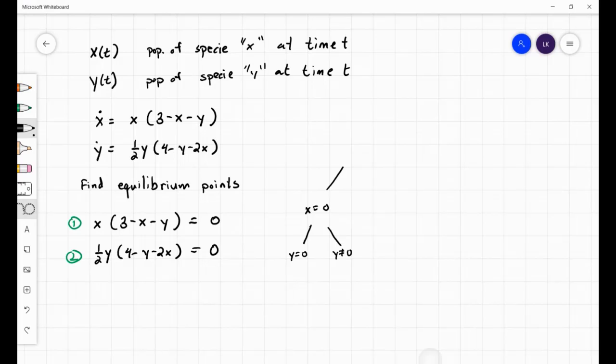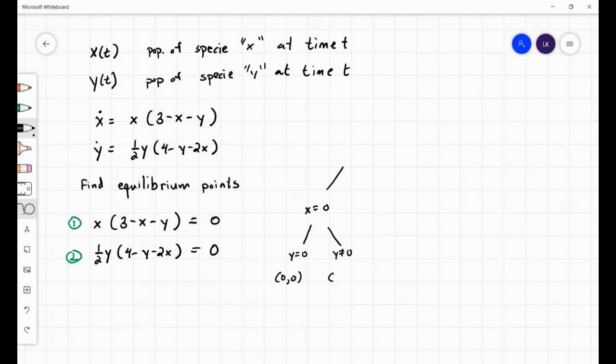If x and y are both 0, that definitely satisfies both equations. So that's the equilibrium point. I guess that makes sense. If x and y represent population sizes, then if they're 0, there should be no change in population sizes, no births, no deaths.